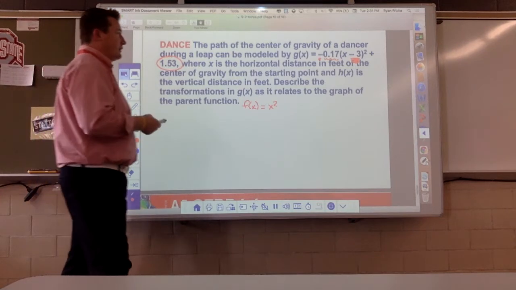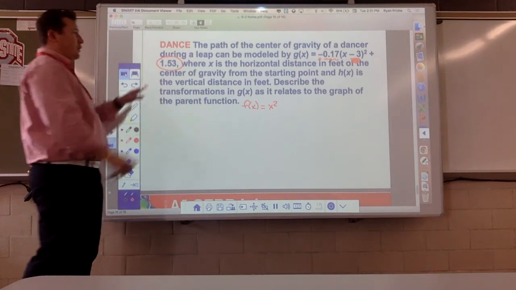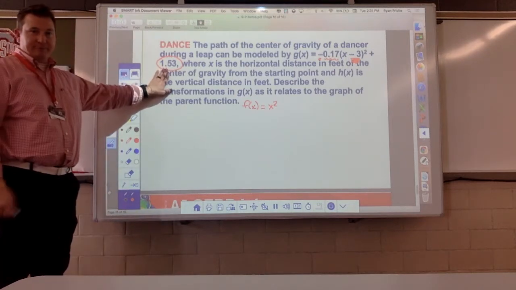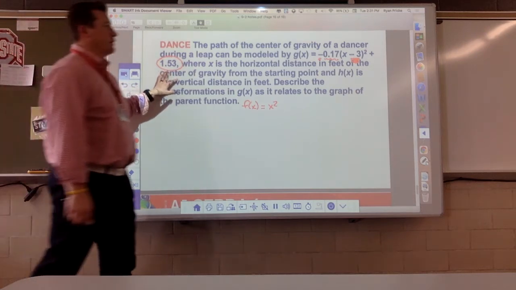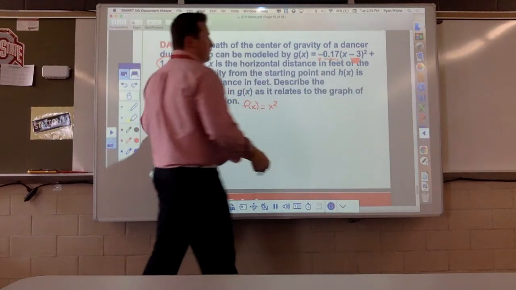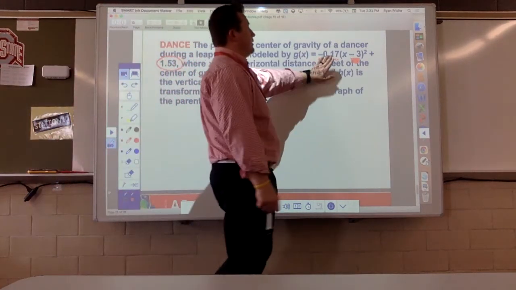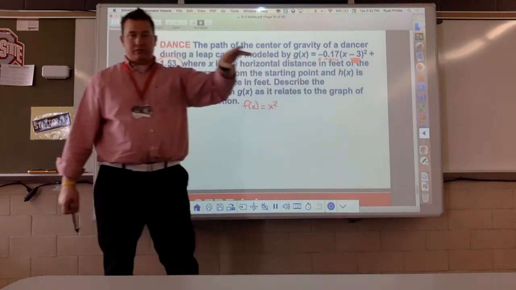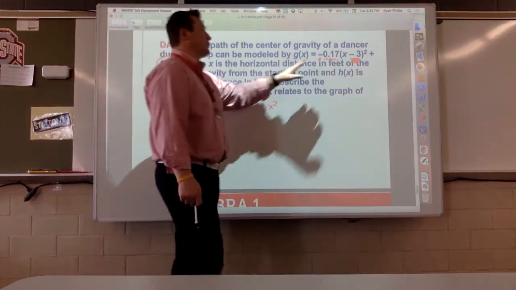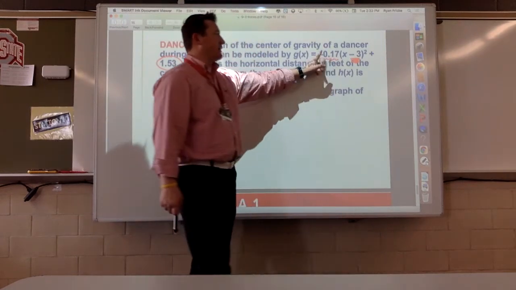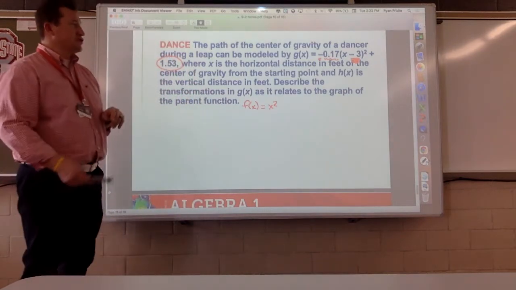Well, we can really start wherever. What does this 1.53 do? You got it. That makes it go up 1.53 units. What does our minus 3 do? Moves it right 3 units. What does the 0.17 do? This is a vertical compression. Nicely done. Vertical compression by that 0.17 factor. And then what does our negative sign do? I'm glad you asked. It is a reflection over the x-axis.